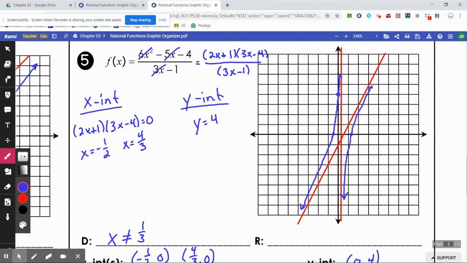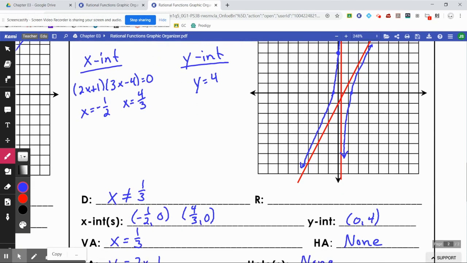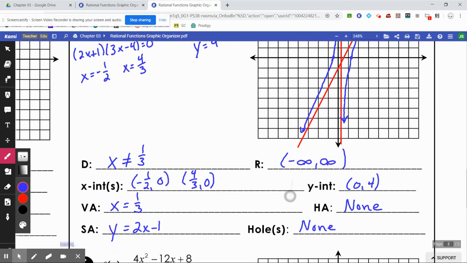So there's our graph, and we can now identify the range. It goes down and up in both directions forever. So there is your negative infinity to positive infinity range.